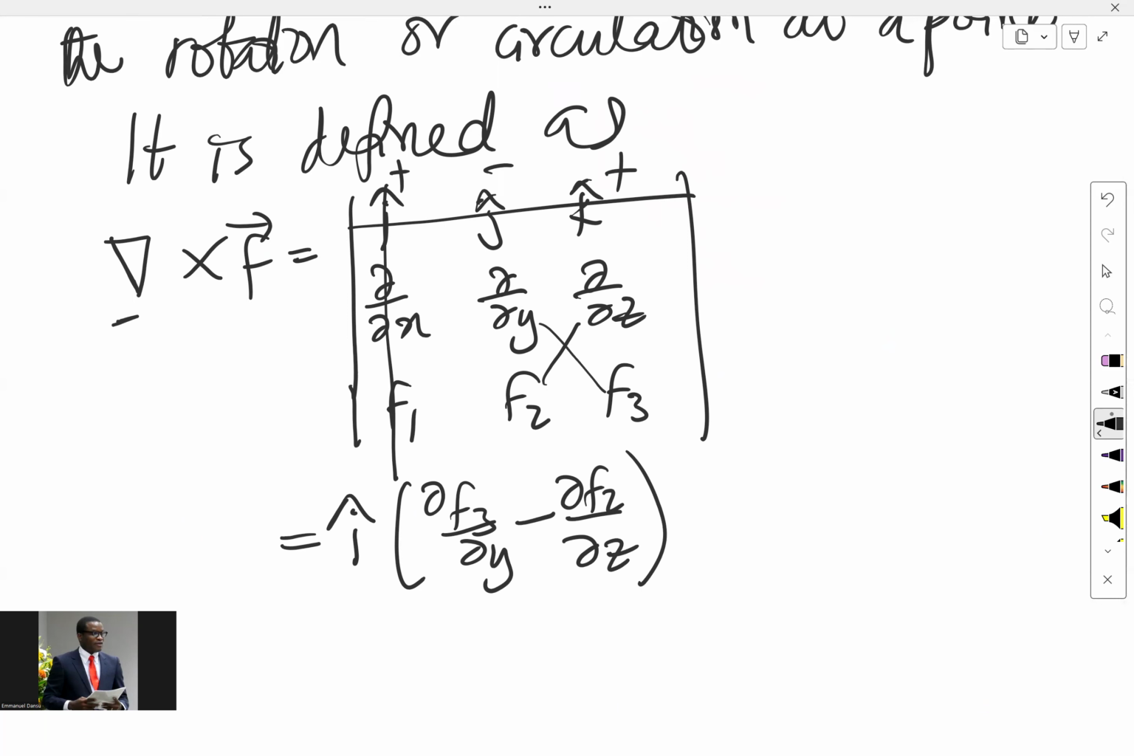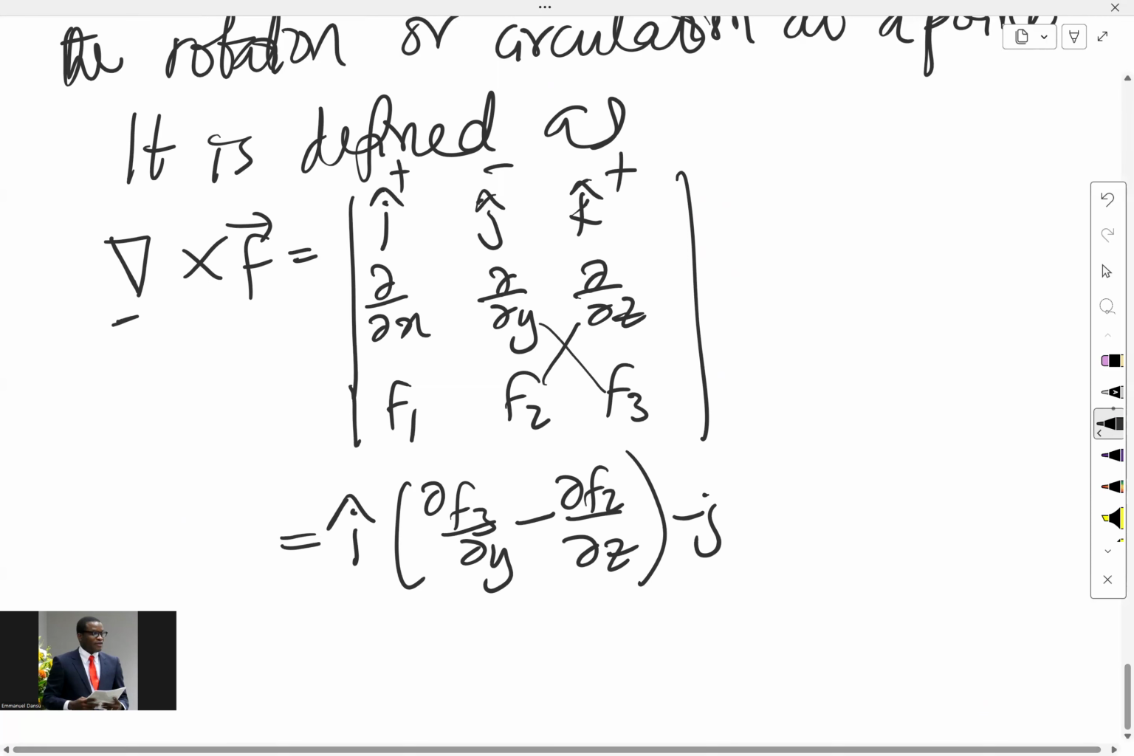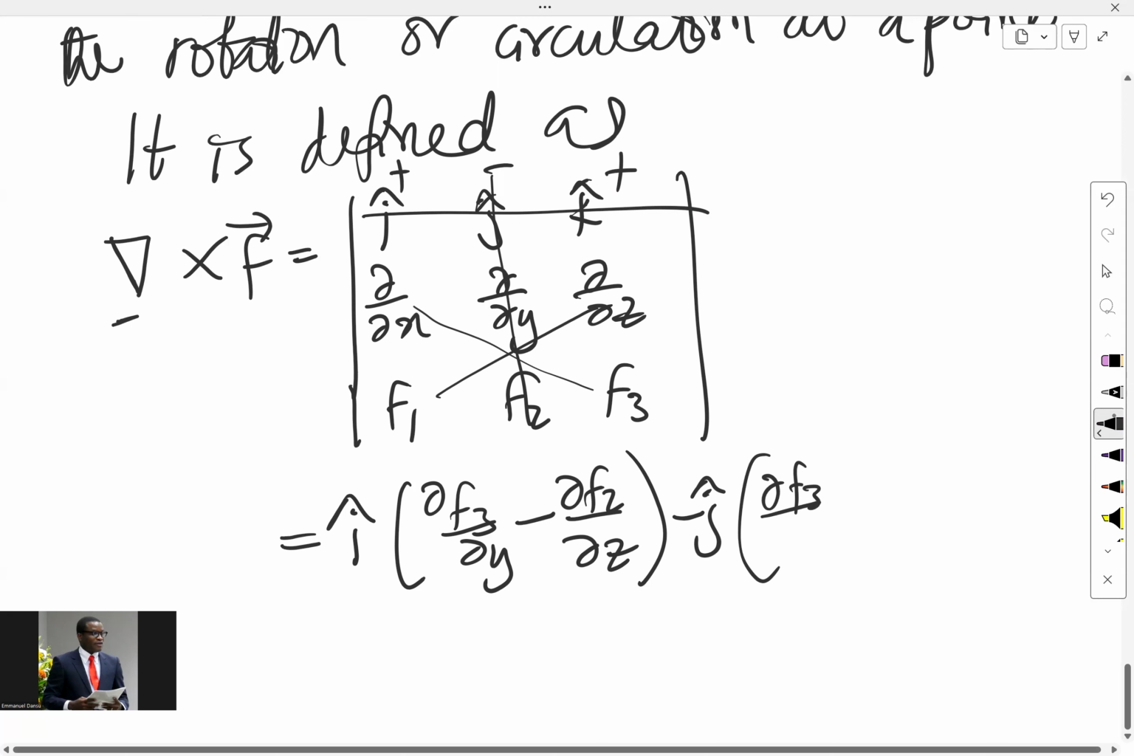If you remove this, cross out the column and cross out the row, now you have minus J. So you have minus J like this, and here we have partial F3 partial X, minus partial F1 partial Z.